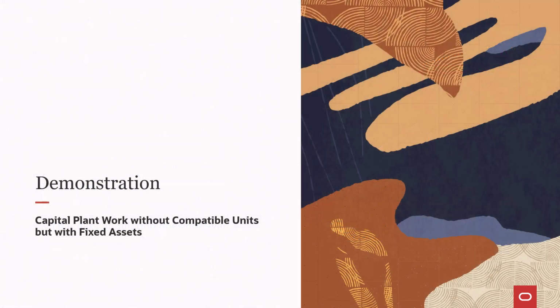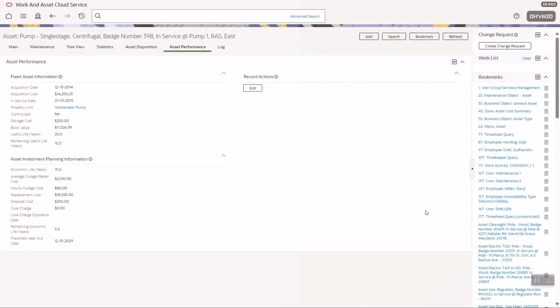Now, let's take a look at the capital plant work without compatible units but with fixed assets functionality in the application. Okay, so I'm in the WAX application. I'm going to start off in a 24A instance, and I want you to take note of a few things. First of all, you're seeing an edit button, but you would see that edit button if you had edit capabilities on the asset itself. That changed in 24B. That's the only button you're seeing.